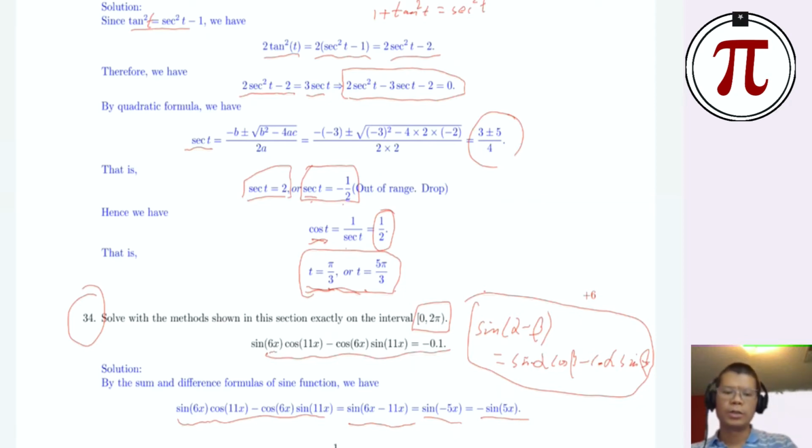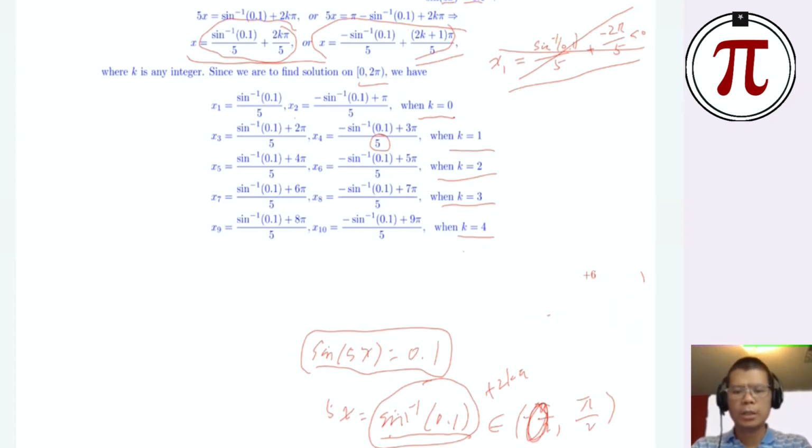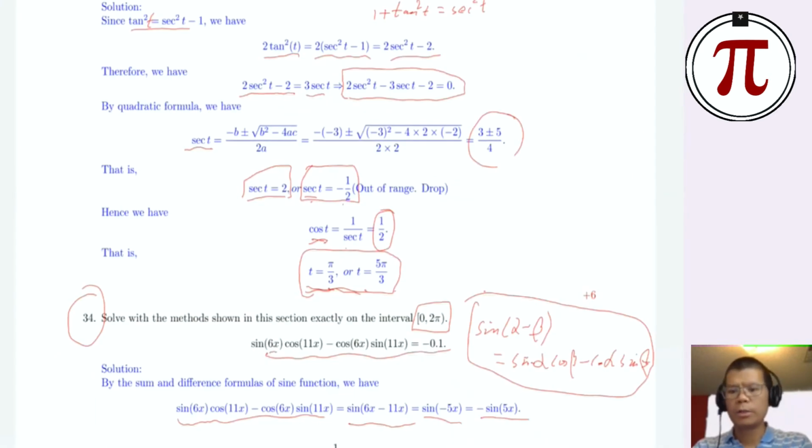So this is why we are doing this, because it's easier this way. Firstly, find a general solution, and then you check for each k whether the solution is on the interval 0 to 2 pi. I have k equal to 0, 1, 2, 3, and 4. That's the only possible values, and you got everything. All right, so that is for question 34.